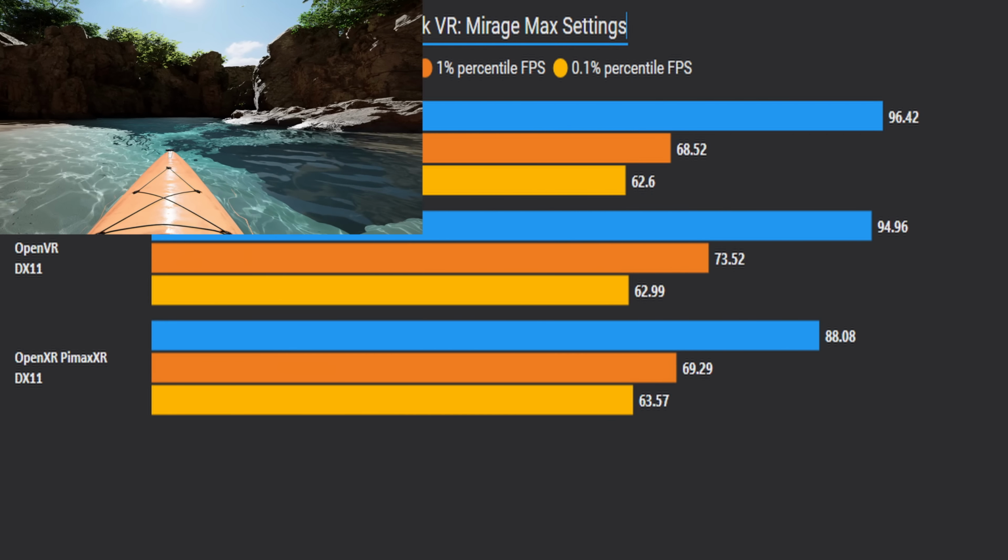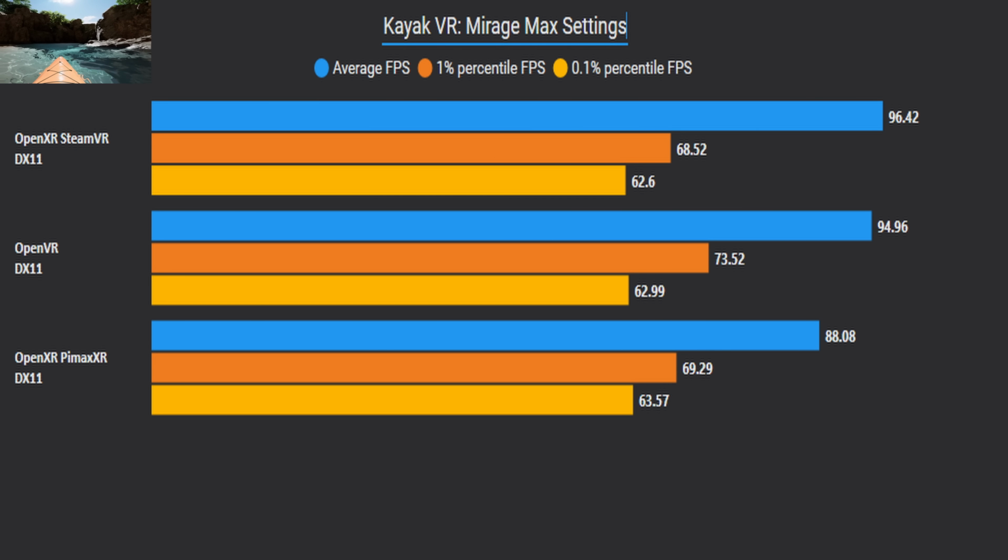And now we get to a few games which supported both OpenVR and OpenXR. These defaulted to OVR with Pimax, but could be forced to run in OpenXR via the launch command -HMD=OpenXR. And first up we have KayakVR Mirage.